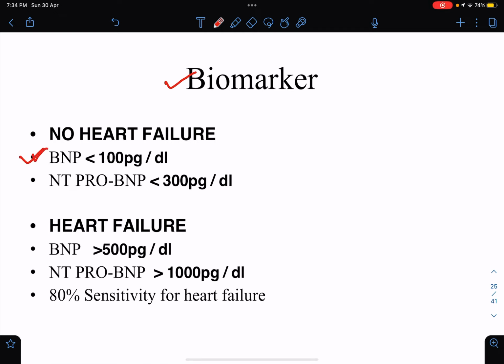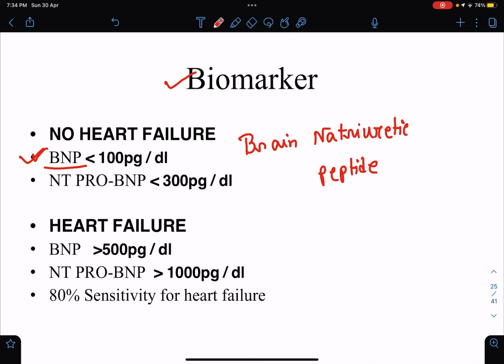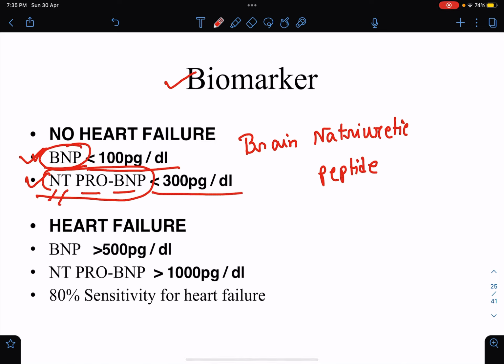BNP, that is brain natriuretic peptide. Natriuretic peptide, as the name suggests, natriuretic peptide means they help in natriuresis, means they help in excretion of sodium in water. So if the brain natriuretic peptide level is less than 100 picogram per deciliter and NT-proBNP, NT stands for N-terminal proBNP level, if it is less than 300 picogram per deciliter, that means there is no heart failure.